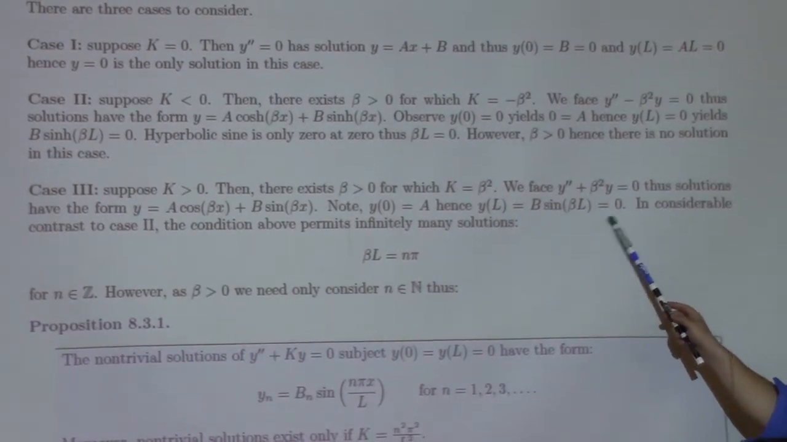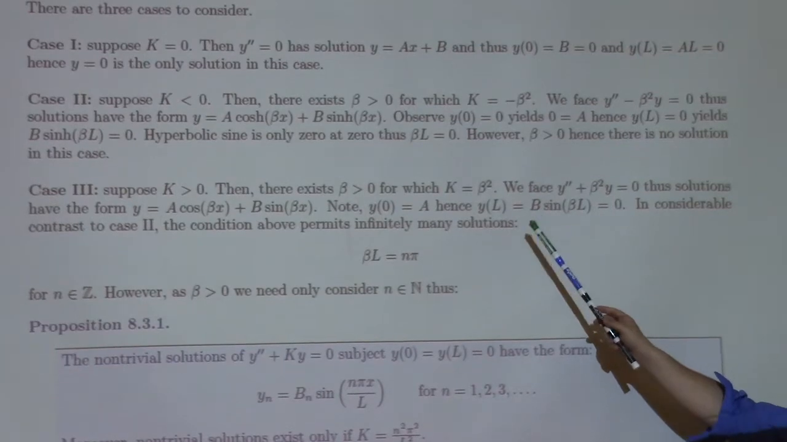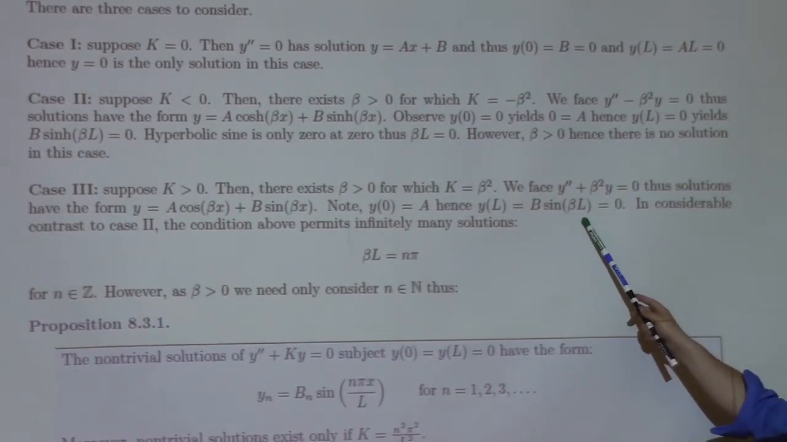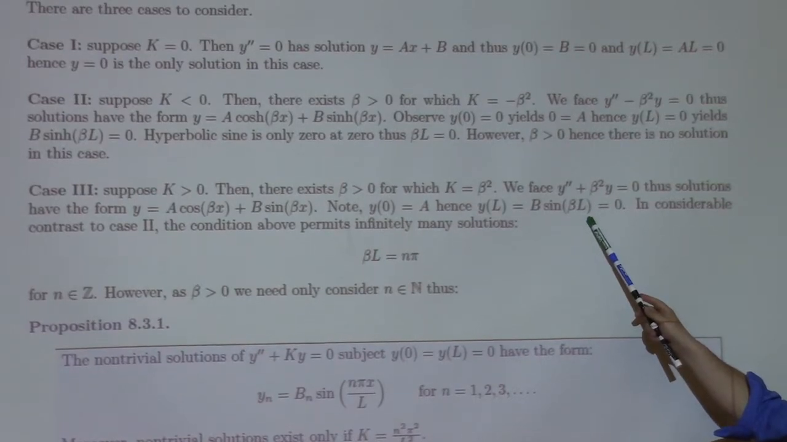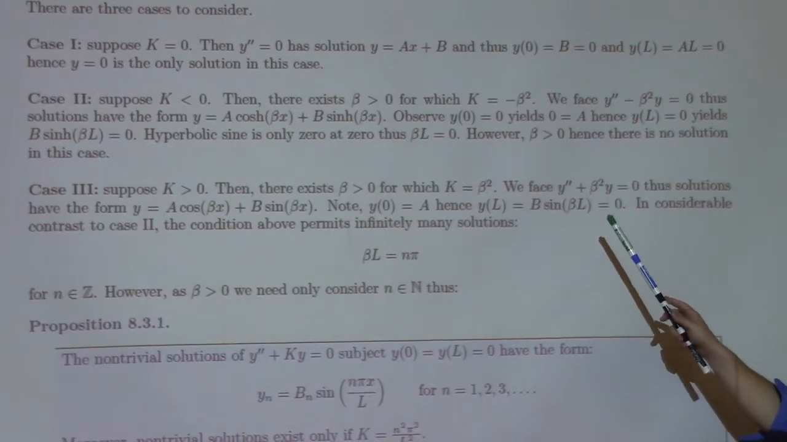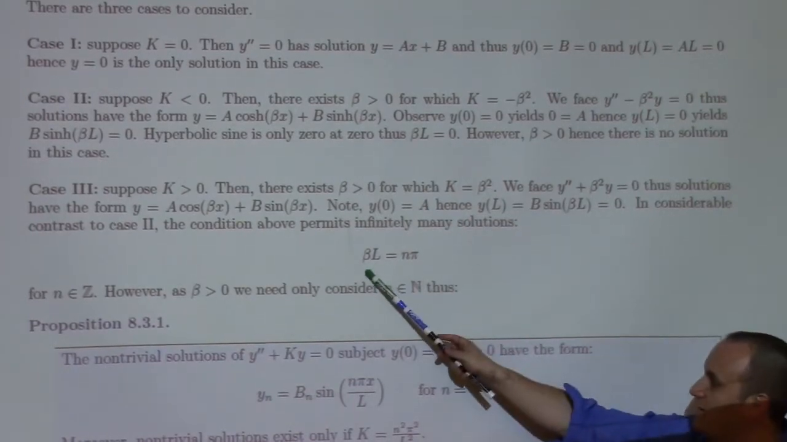B sine beta L is equal to 0. Well, how can that be 0? It could be 0 if B is equal to 0, which is not interesting. That gets us back to the 0 solution. Or the inside is, well, I was going to say 0, but it could be pi. Yeah, any integer multiple of pi, right? N pi. So that gives us beta L equals N pi.